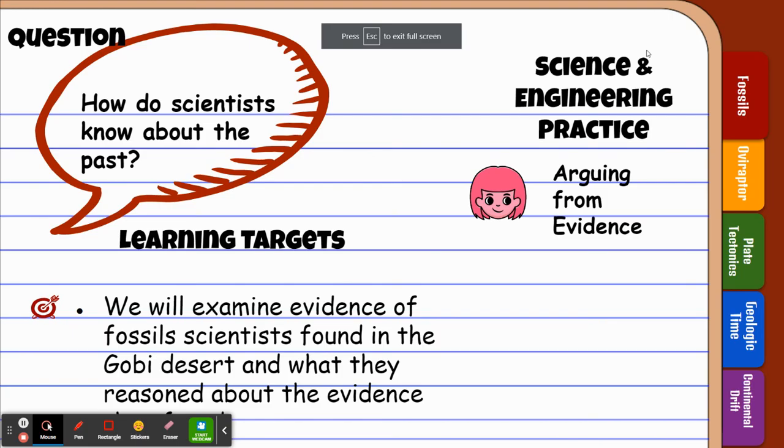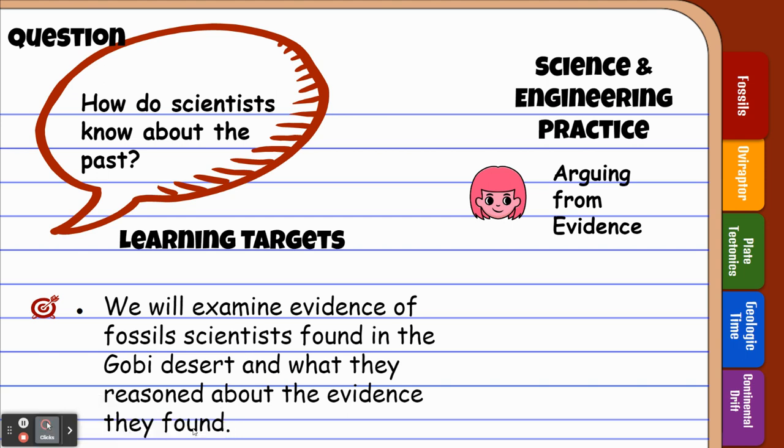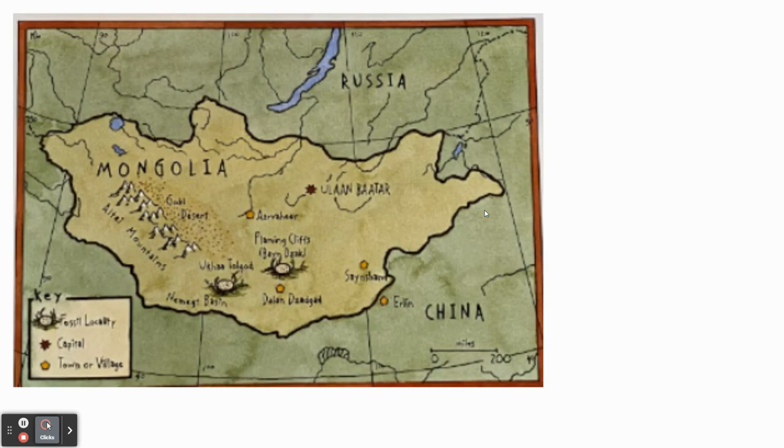Okay, here we are on Fossil Mystery 2. We're learning about how scientists know about the past, and we will examine evidence of fossils scientists found in the Gobi Desert and what they reasoned about the evidence they found. So we're looking at evidence and reasoning, arguing from evidence, how scientists do this with fossils.